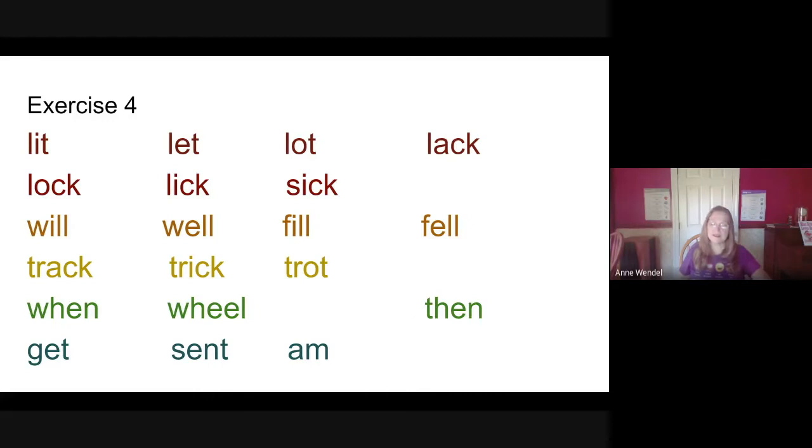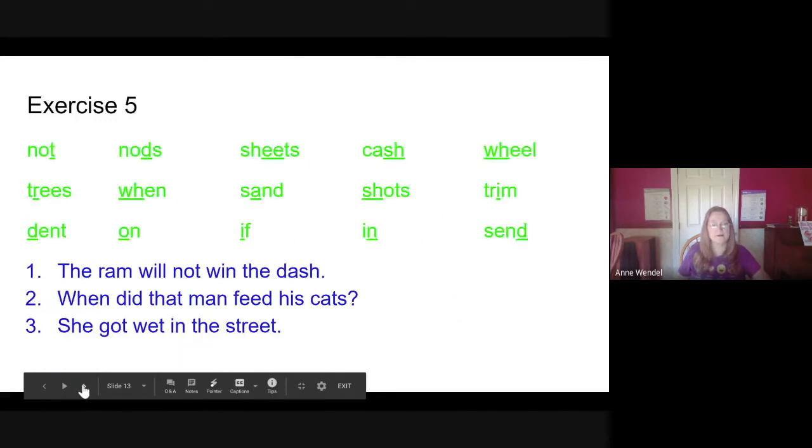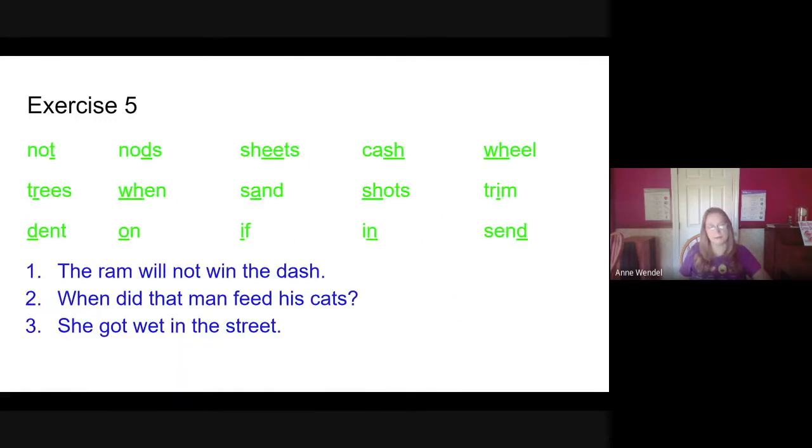Okay, did everybody get that? Trot is the way a horse walks. When a horse trots, he is walking fast. Exercise 5 can be a little tricky. We're going to look at the words one by one again, but first we're going to look at the underlined letters and then the whole word.